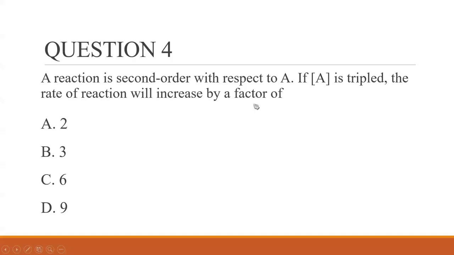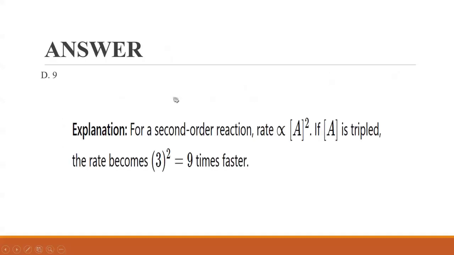So what will happen? Will it be 2? Will it be 3? Will it be 6? Will it be 9? An increase factor of the rate of reaction. So let's see. It's obviously 9, as I have already said, because for a second order reaction, the rate is directly proportional to the concentration of the reactant squared, and that gives you 9 times faster.